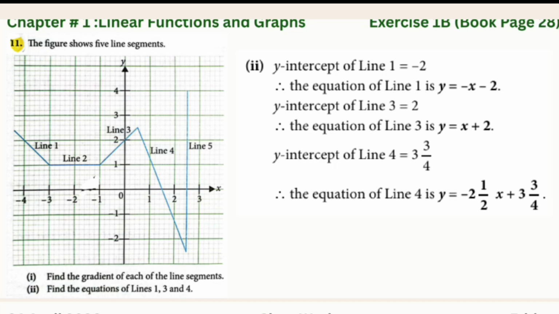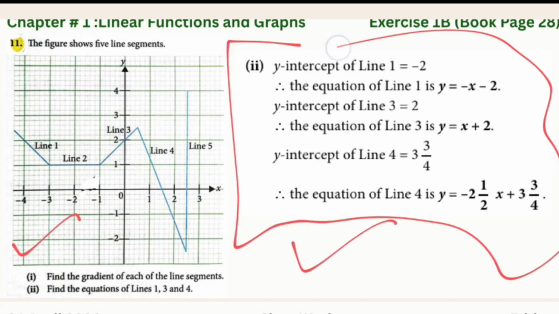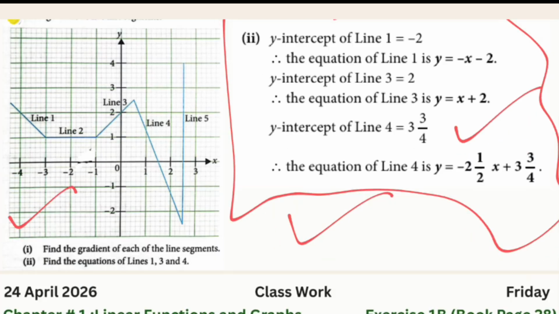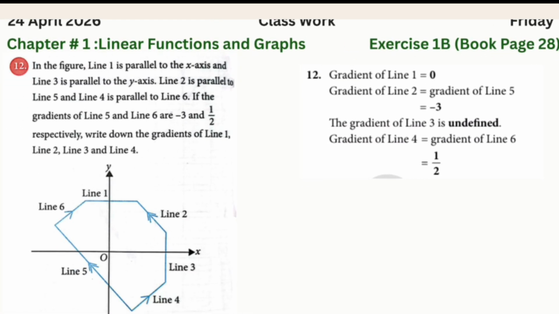the y-intercept of line 1 is minus 2. Yes, it is minus 2, as you can see here. The y-intercept of line 1 is actually minus 2. According to this graph, you have to fill it in, and this is actually the answer to this question. Clear? If you have any query, you can feel free to ask and complete your work as well.